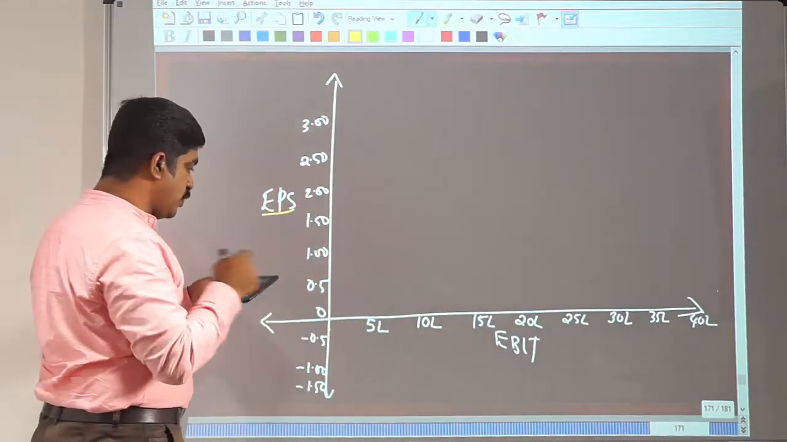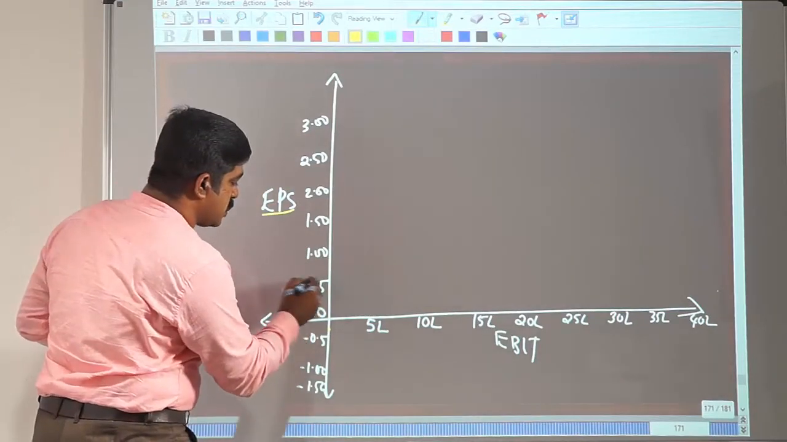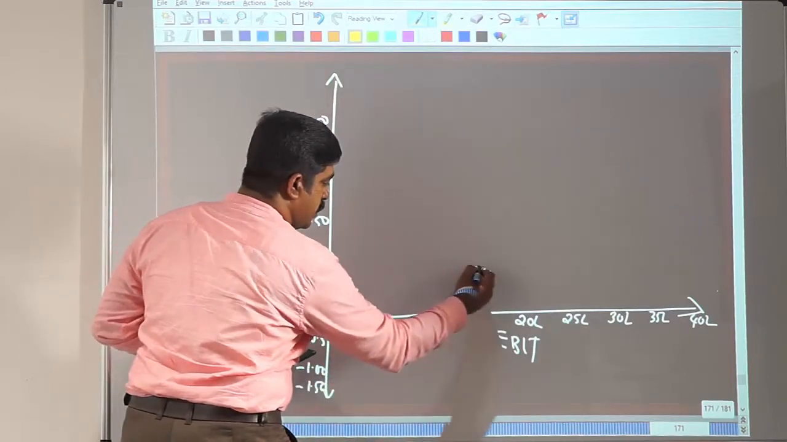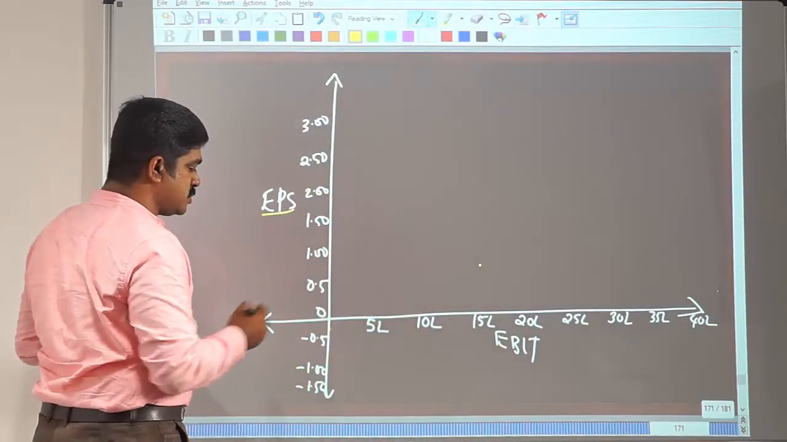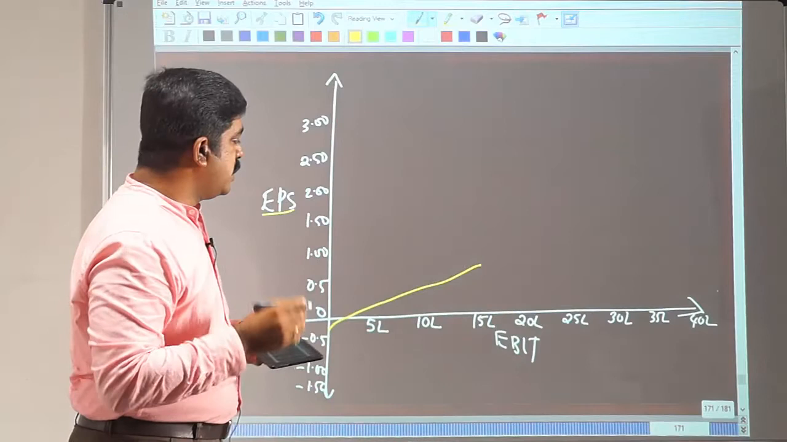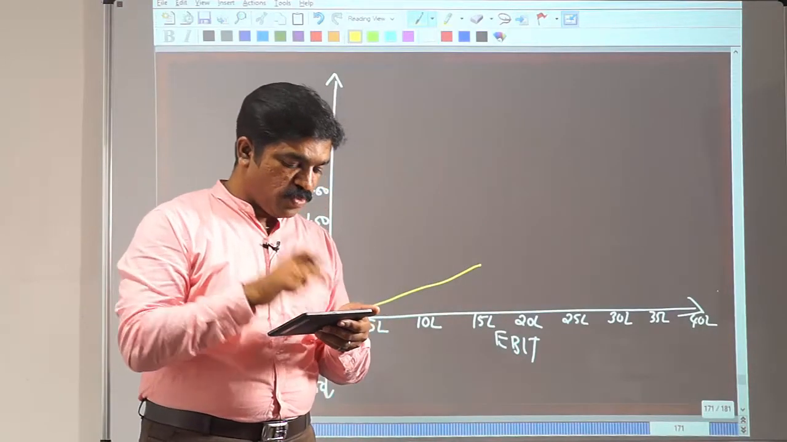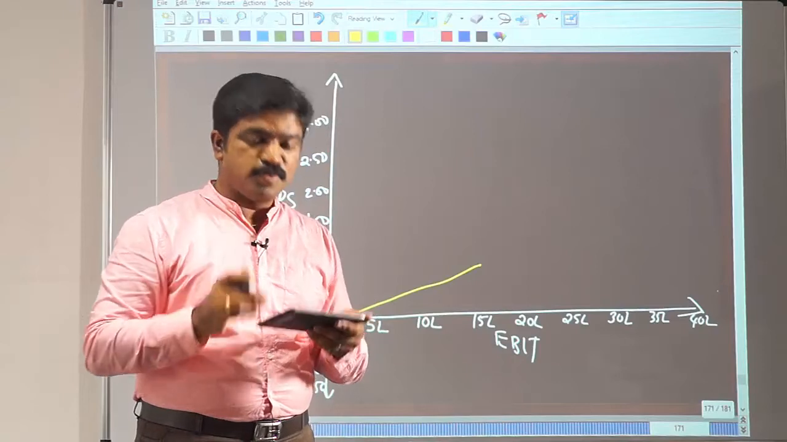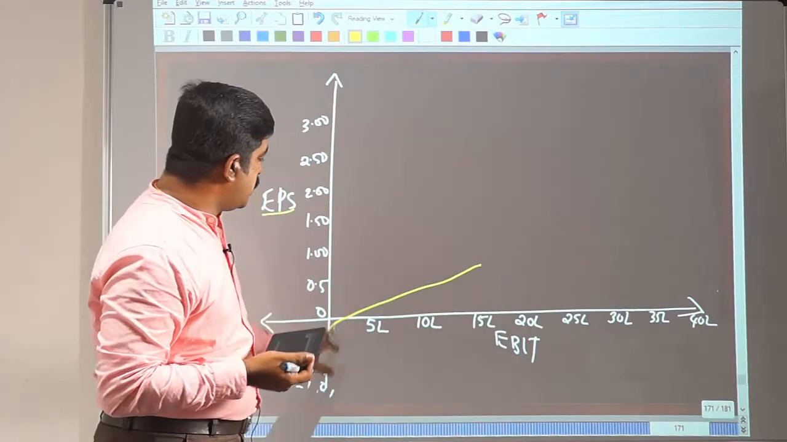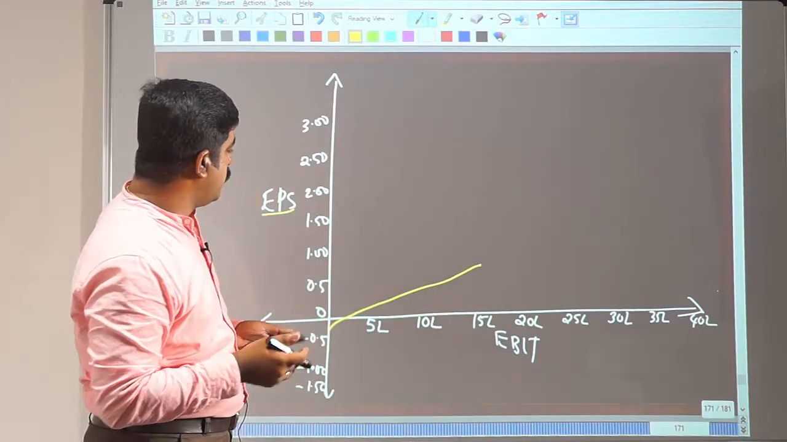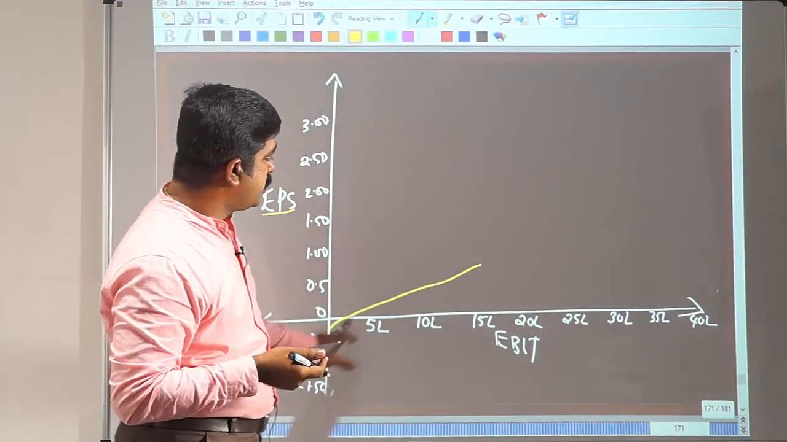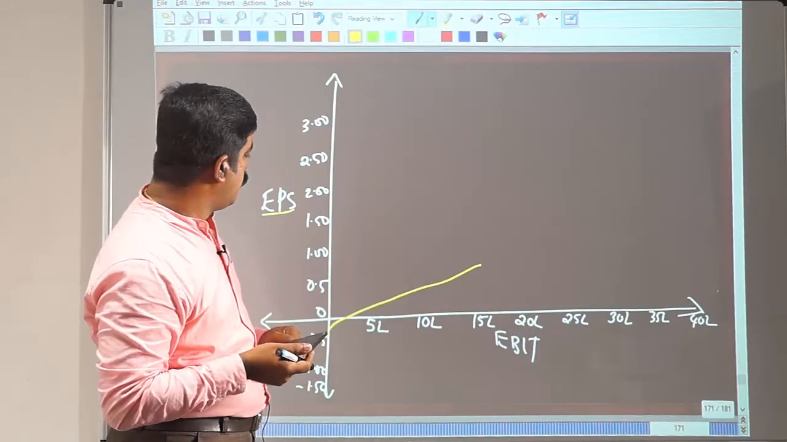We know it was somewhere around 0.65, so we'll keep that as a guiding line. So at 15 lakh it will be like this, and the line should go like this. Then, just now we have calculated the indifference point between debt and equity. It says at 23,76,000, your debt option and equity option will give you the same level of EPS.